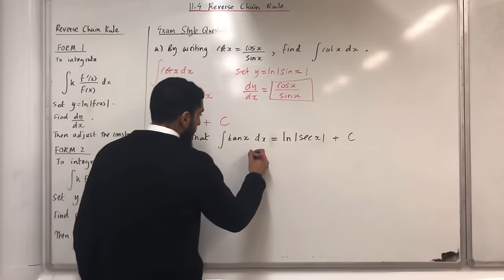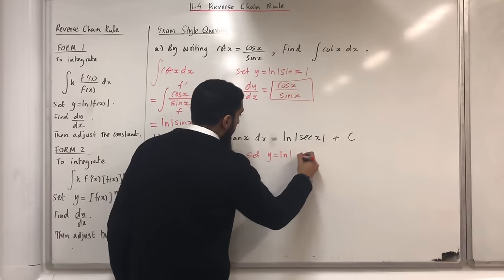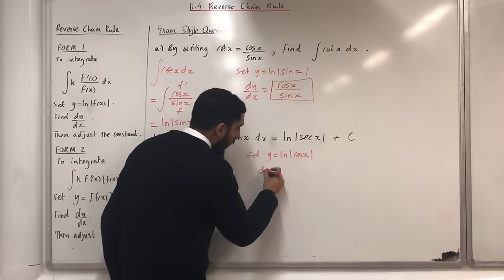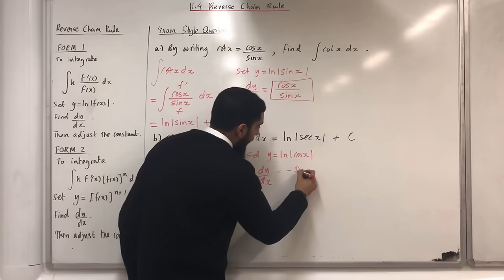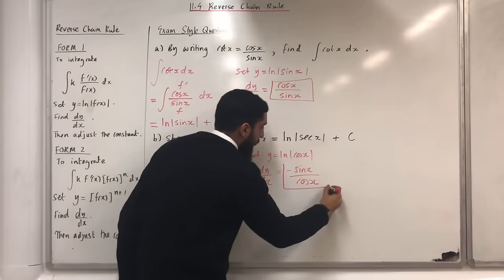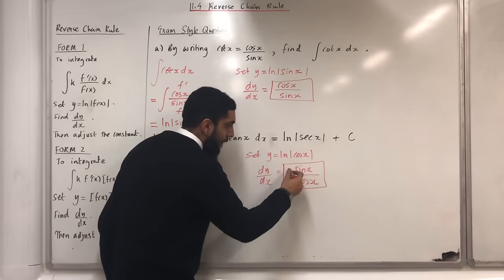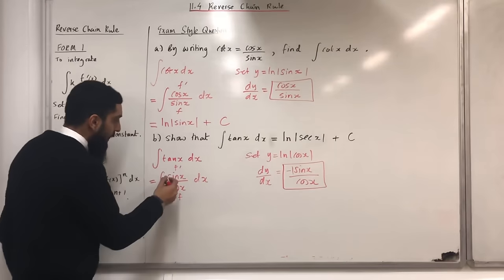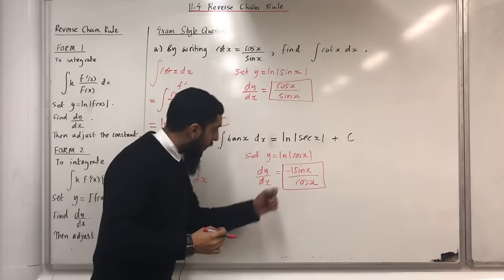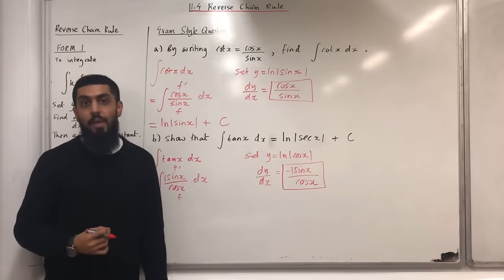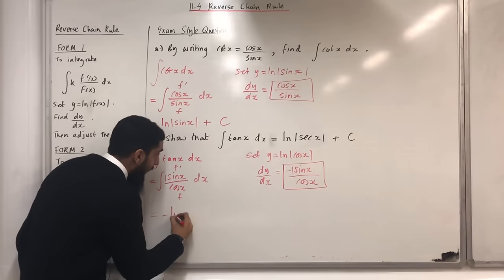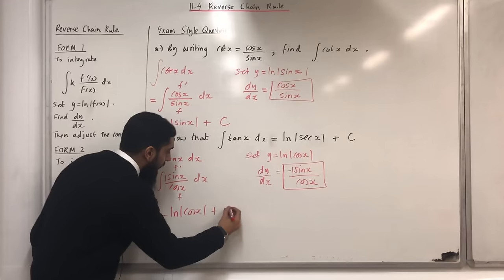Now, I need to set y equal ln mod of cos x. If I differentiate, I get dy over dx is equal minus sine x over cos x. I can now put a rectangle around my dy over dx. I notice that in front of the sine x, I have a minus, which is the same as minus 1. If I go back to this fraction over here, in front of the sine x, I have a 1. So now I say to myself, okay, how do I go from minus 1 to a 1? Well, I divide by minus 1. So this integral is equivalent to minus ln mod of cos x plus c.